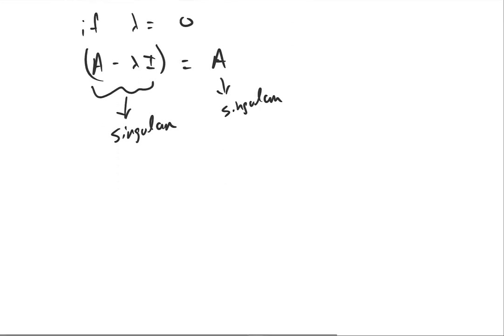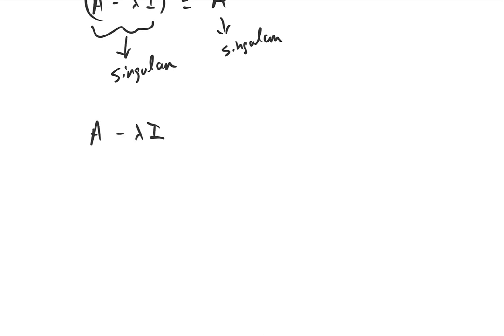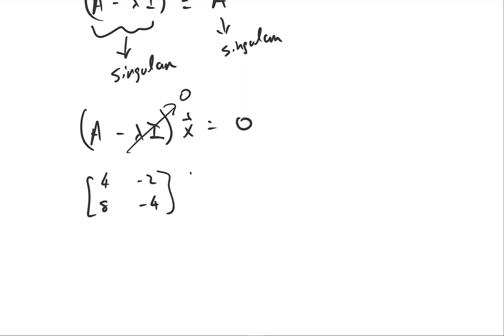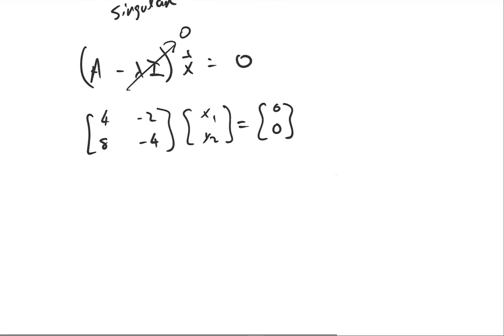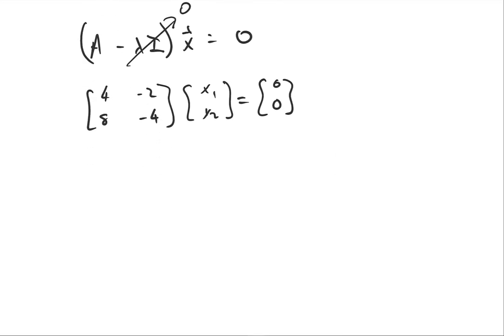So A minus lambda I times x equal to 0 is going to be 4 minus 2, 8 minus 4, times x1, x2, equal to 0, 0. So we're really just looking for a vector in the null space of A. Since A is singular, we have a 0 eigenvalue. And once again, we really only have one equation here because we know this is singular. So we can simply solve 4x1 minus 2x2 is equal to 0. x2 is my free variable. Let's let x2 equal 2. Then that tells us that x1 is going to equal 1. So for lambda 1 equal to 0, my eigenvector x is equal to 1, 2.